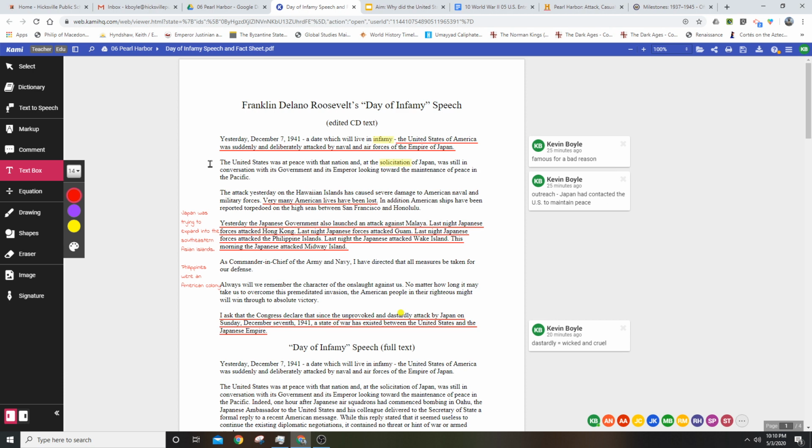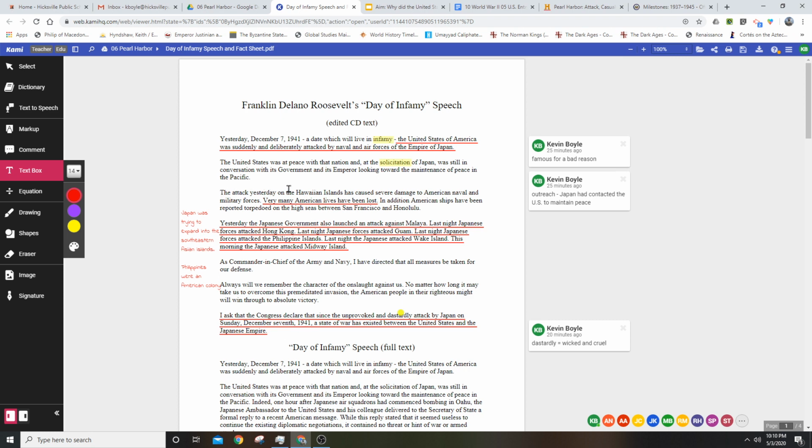He says the United States was at peace with Japan, that nation, and at this outreach of Japan or solicitation of Japan was still in conversation with its government and its emperor looking toward the maintenance of peace in the Pacific. Again, that's sort of true. The United States and Japan were sort of in negotiation to end America's trade embargo with Japan, but no real progress is being made.